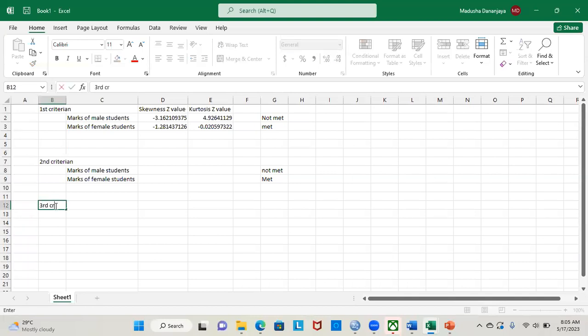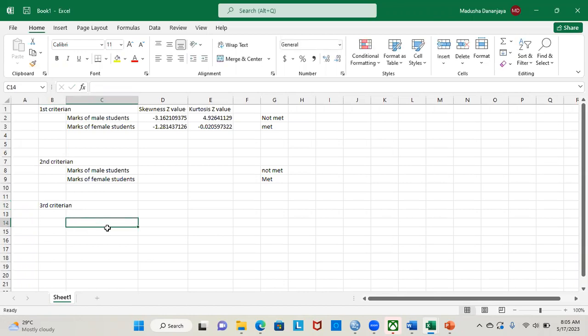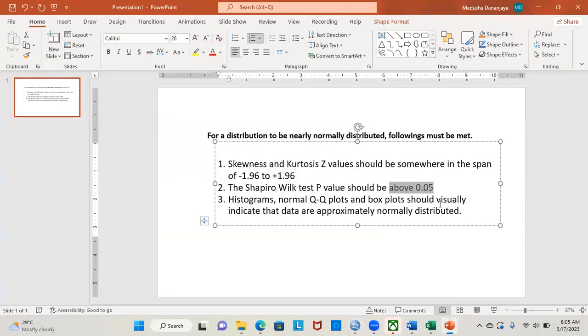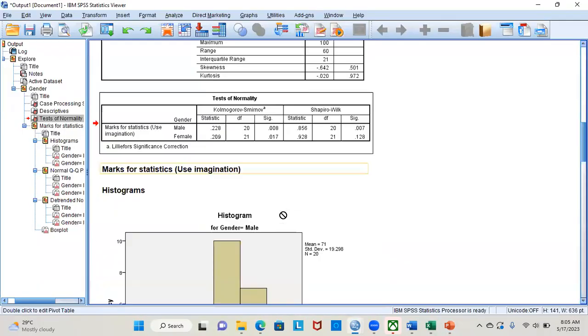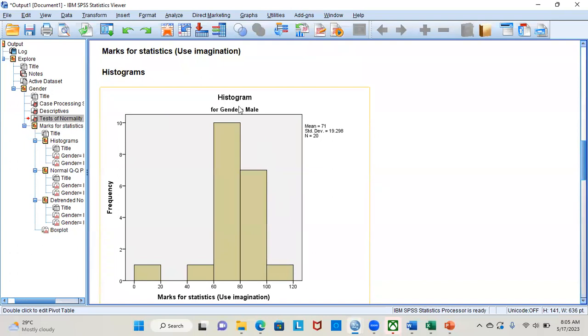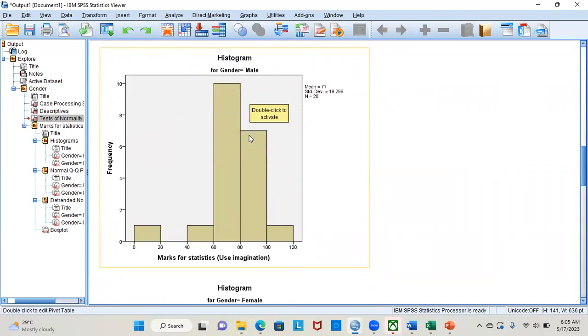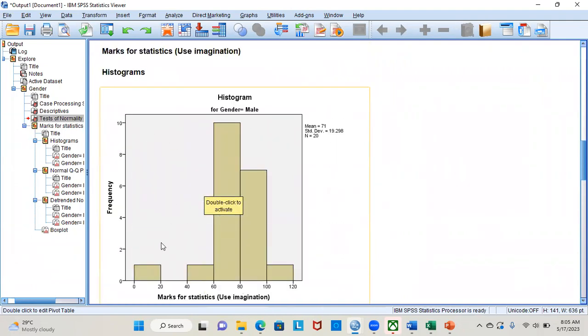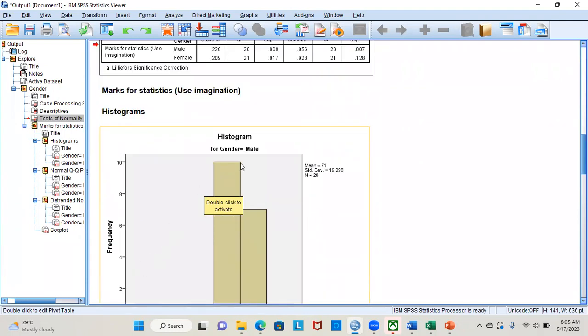Third criterion, the histograms and plots should indicate that the distributions are approximately normally distributed. Histograms and the other plots should visually indicate that data are approximately normally distributed. And we'll see the graphs. Marks of male students. According to the graph, it is unlikely to be a normally distributed one.